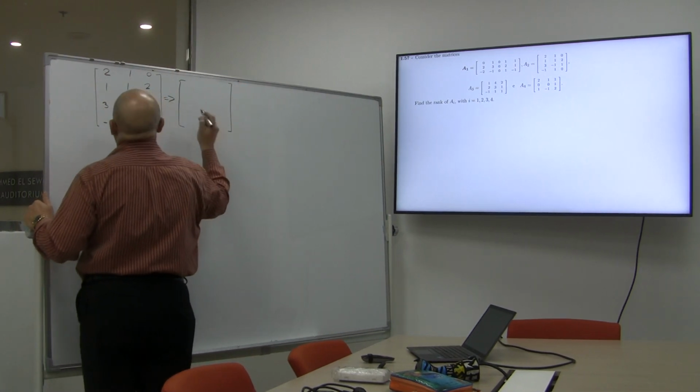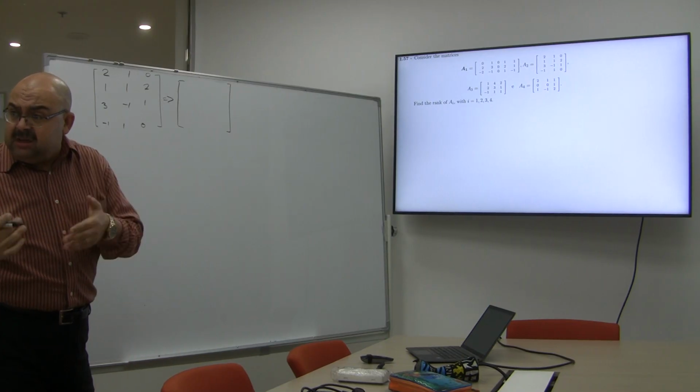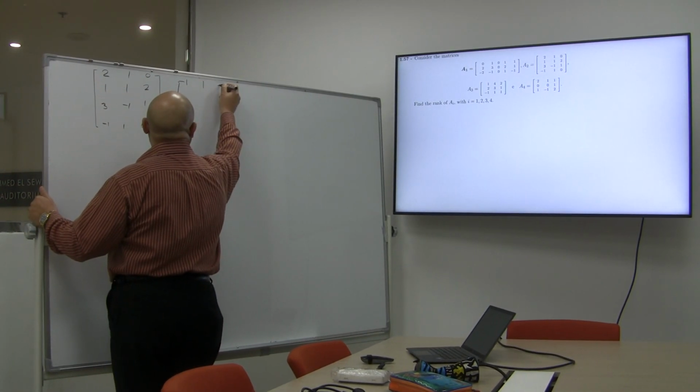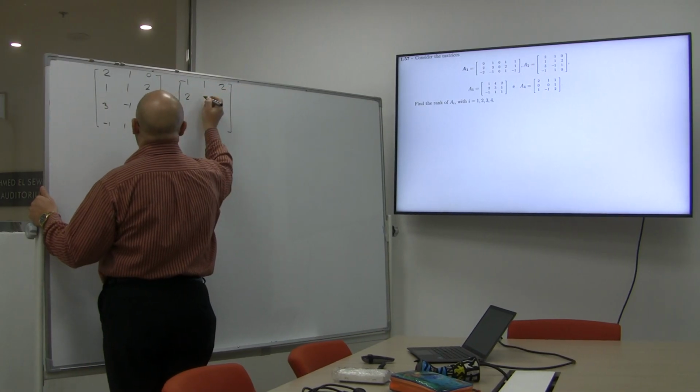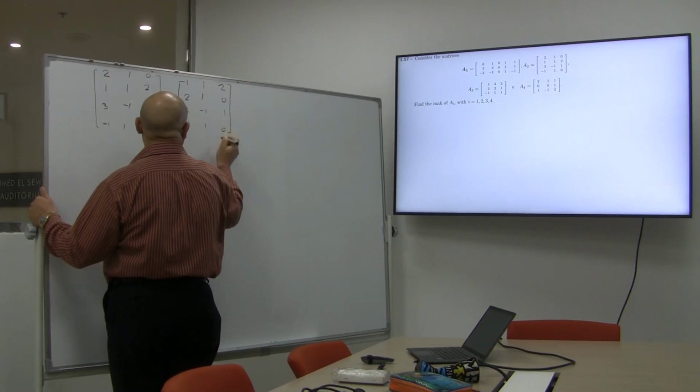I did this to make the first number one, so it's easier in handling the other numbers. So it's going to be 1, 1, 2 instead of 2, 1, 0, then 3, negative 1, 1, negative 1, 1, and 0.